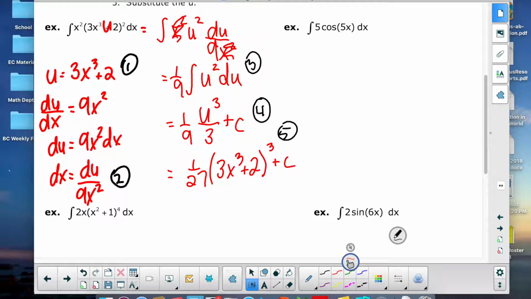First step, determine my u, right? Second step, take the derivative and solve for dx. Third step, substitute and simplify. Fourth step is to integrate. Fifth step is to replace your u back in. Okay? So that work right there is all 5 steps. Okay. Take the time right now, make any side notes if you want to make any notes on your paper about the process that I did here.